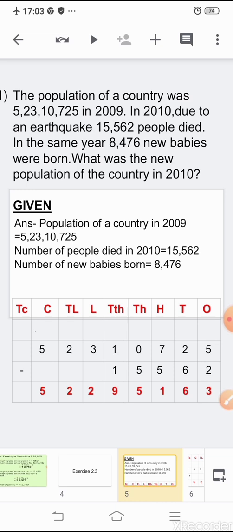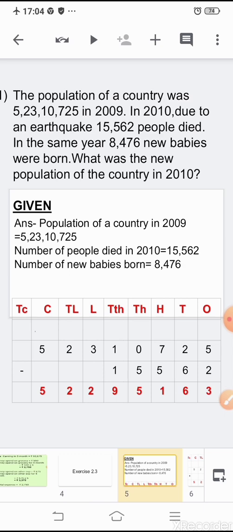10,725 in 2009. Now in 2010, due to an earthquake, 15,562 people died. In the same year, 8,476 new babies were born. What was the new population of the country in 2010? Okay, now this is your word problem. Now whatever is given, you will write under given, and put it in statement form.